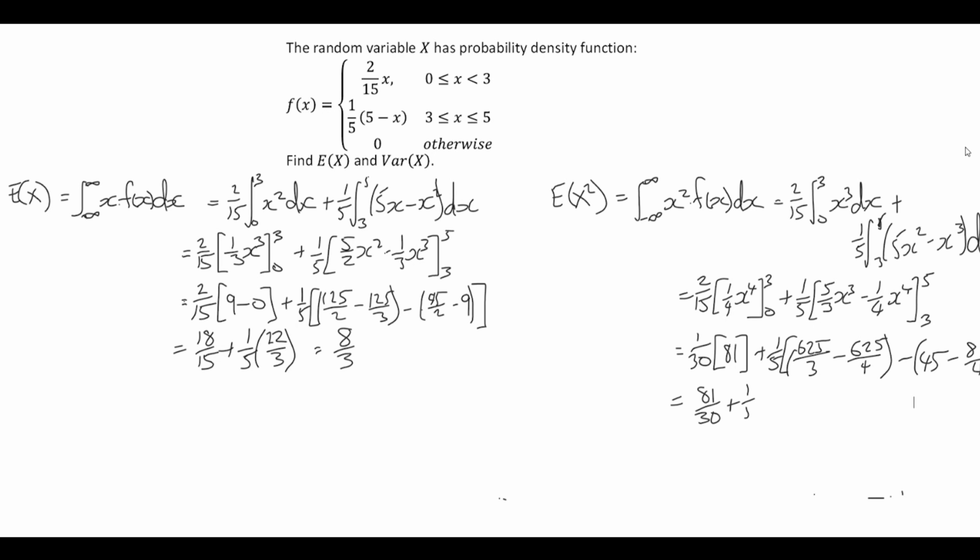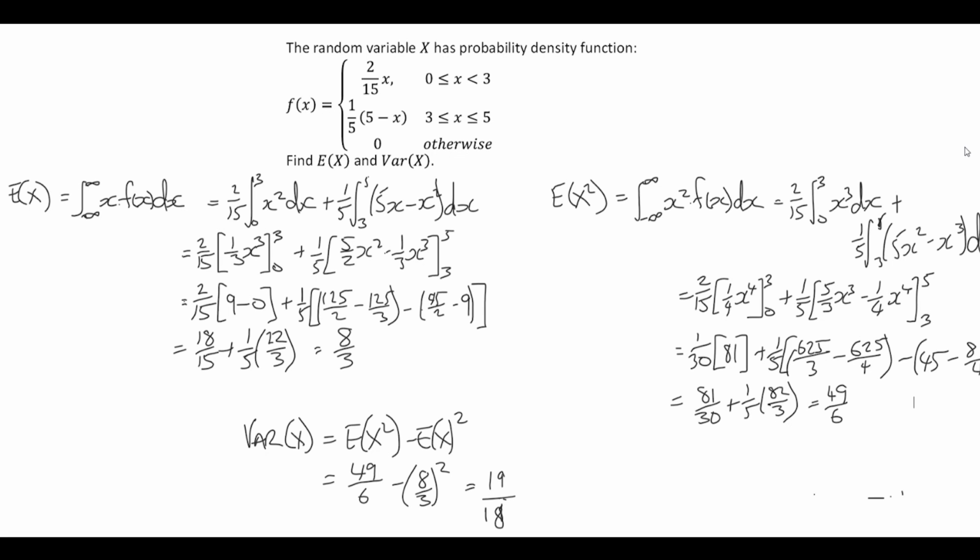Okay, all into the calculator, we get a final answer of 49 over 6. So that's going to be the expectation of x squared. One more step to go to calculate the variance. We know the variance of x is the expectation of x squared minus the expectation of x, squared. Substituting in, 49 over 6 minus 8 over 3 squared gives us a final answer here for the variance of 19 over 8.